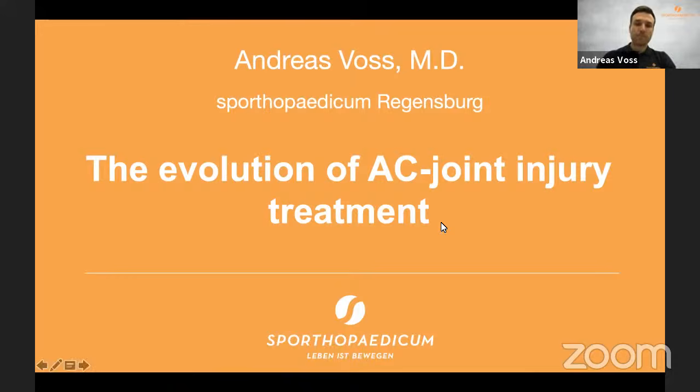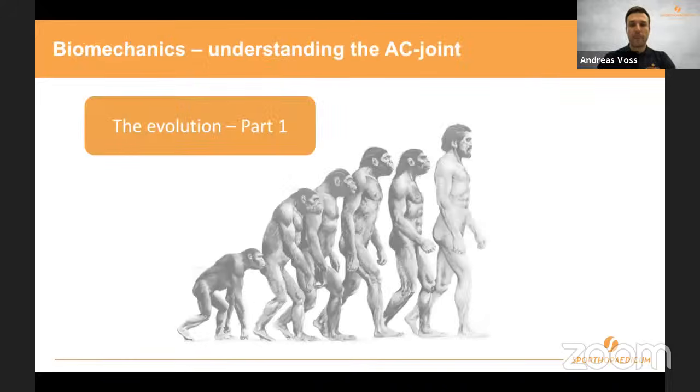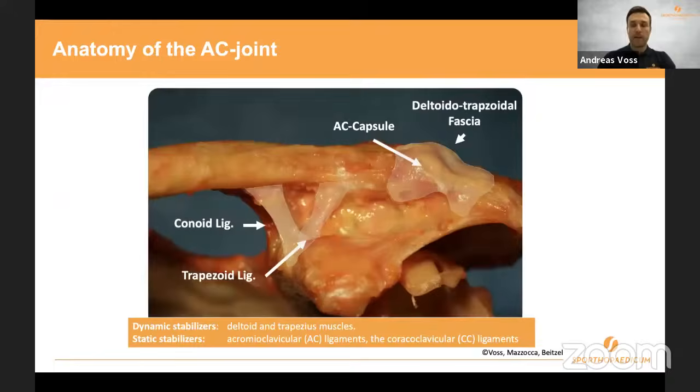So here is a little overview. You can see we start first with biomechanics and understanding the AC joint, with the right indication second, and then the new surgical techniques. And finally, I give you a little take-home message. So as an evolution, you always have to look at the anatomy and a little backwards.